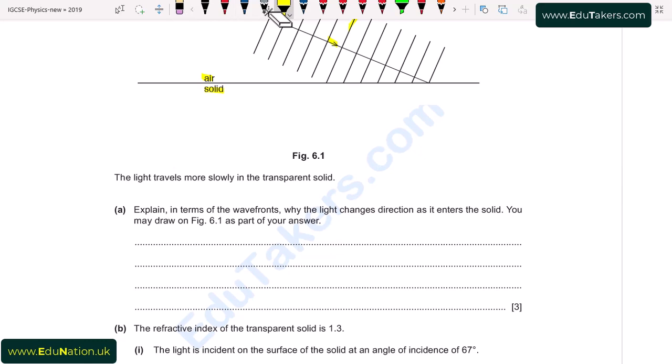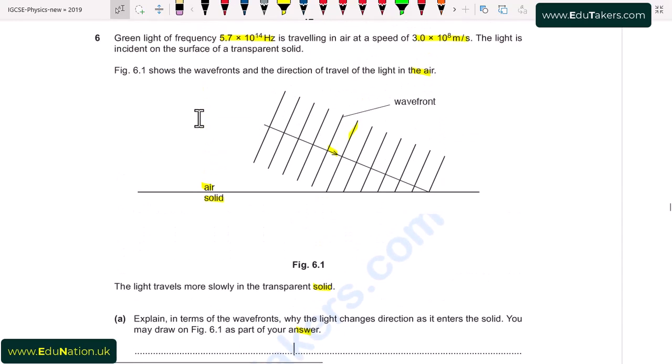The light travels more slowly in the transparent solid. Part A. Explain in terms of wavefronts why the light changes direction as it enters the solid. You may draw on figure 6.1 as part of your answer. So first of all, we have to explain why the light changes its direction as it enters the solid. Here we can see that there are two media. First is air and second is solid.